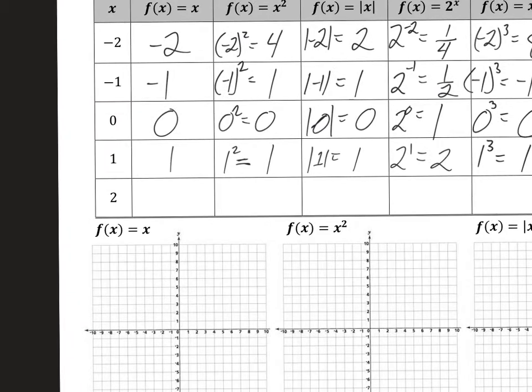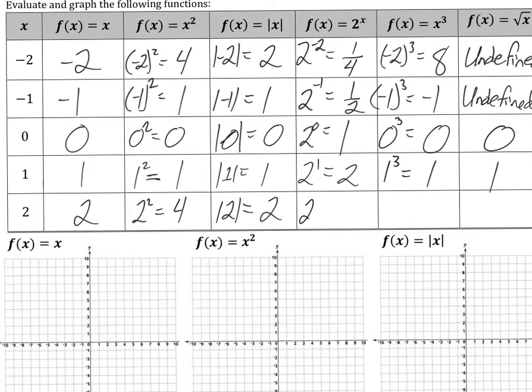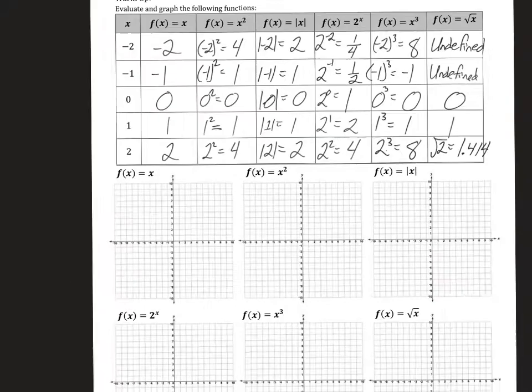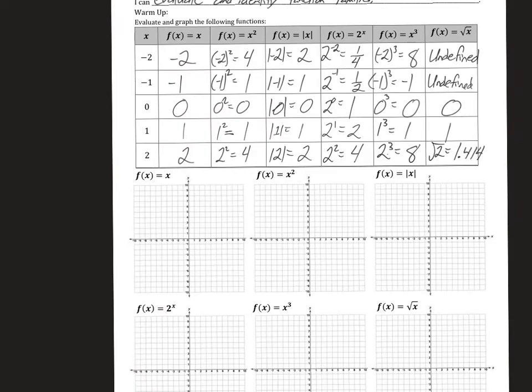Okay. Next one, 2. 2 squared is 4. Absolute value of 2 is 2. 2 to the 2nd power is 4. 2 to the 3rd power, so 2 times 2 is 4, times 2 is 8. Square root of 2 is 1.414, and then some other numbers. Okay, cool, pretty easy. We should all know how to do that.